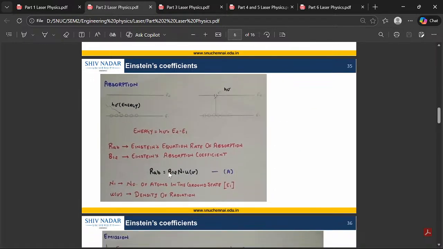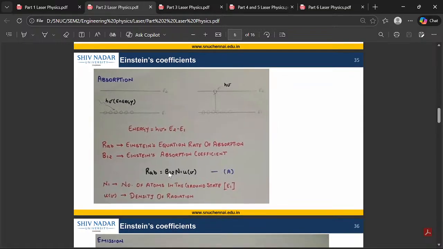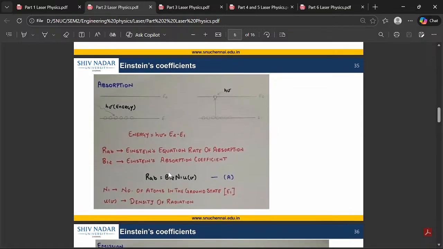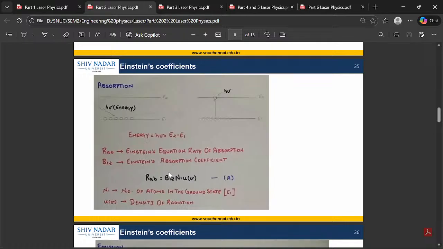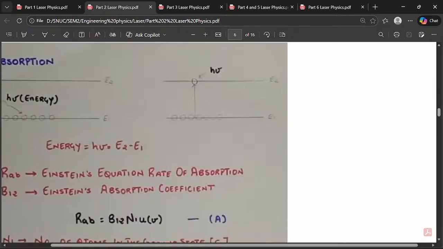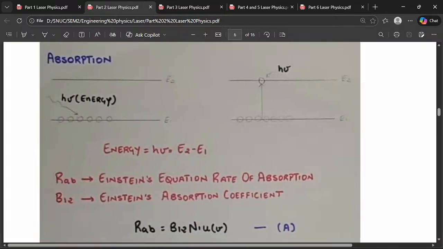Okay. Now let's see about Einstein's coefficients. So we all know that between energy levels in an atom, the energy can be given in the form of h nu, that is Planck's constant multiplied with the frequency. This is essentially the excitation energy required for the electron to travel from the ground state to the excited state. That is, in this diagram, it is traveling from E1 to E2, right?